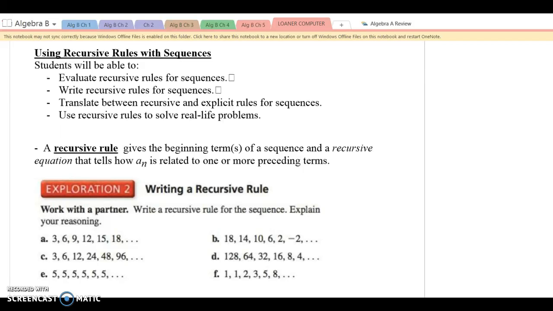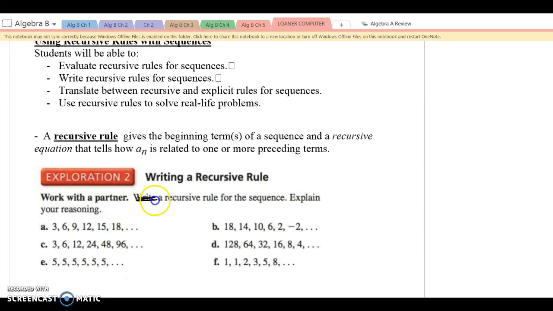On your own, I would like you to take a moment, this will warm up your brain, to figure out, ignore these directions, because I'm not going to have you do those directions. I would like you to find the pattern for each of these sequences. So take a moment and A through F, find the pattern.